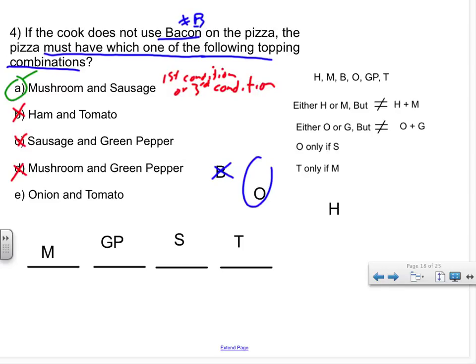Now let's give it a shot. We have M, G, P, S, and T. So I've got M, I've got G, O doesn't appear, so we're good, and T and M, so we're good. So I don't need to use onion and tomato as a combo. I left out onion, but I used tomato. So I can eliminate E.